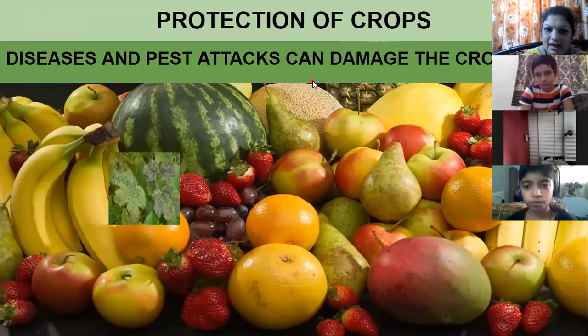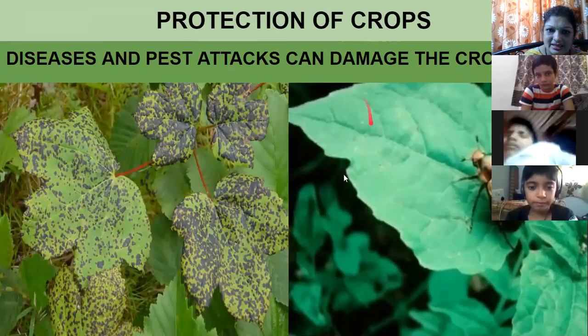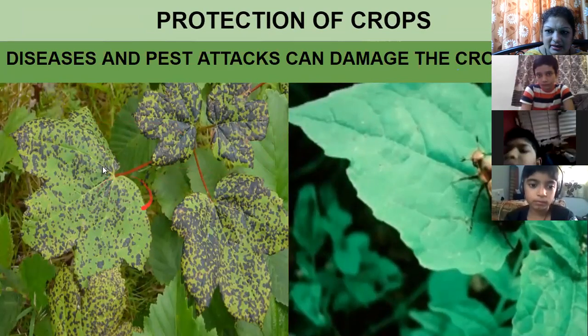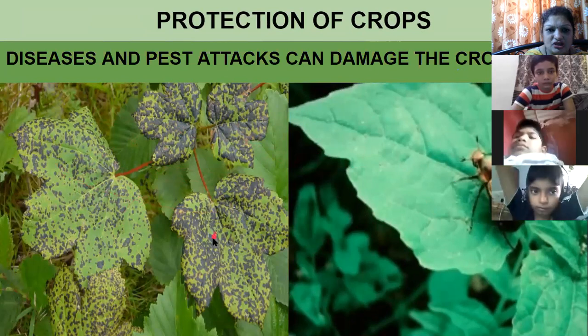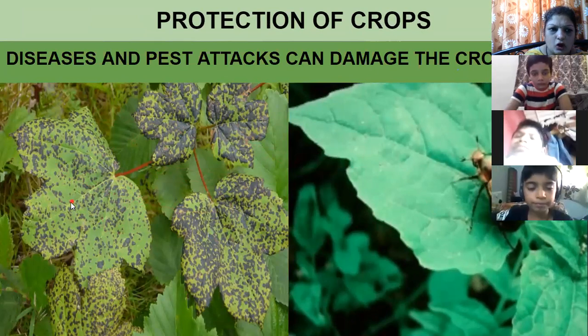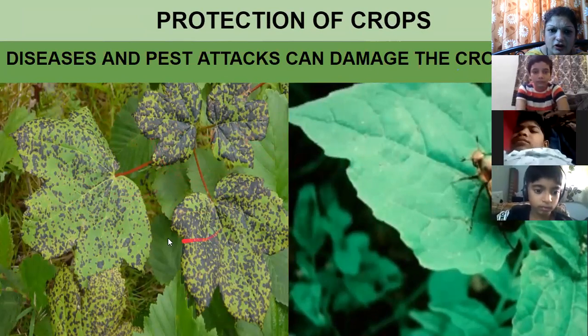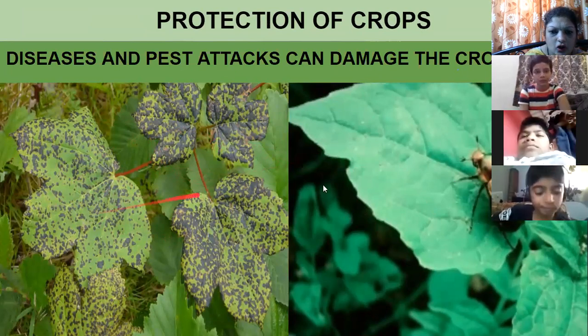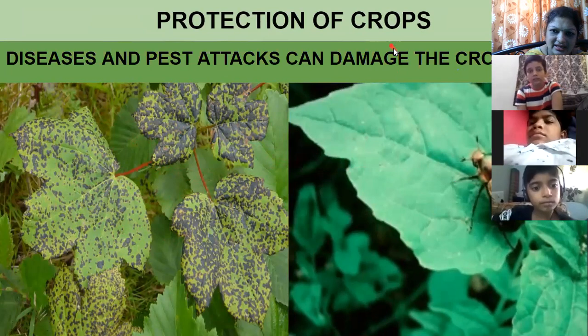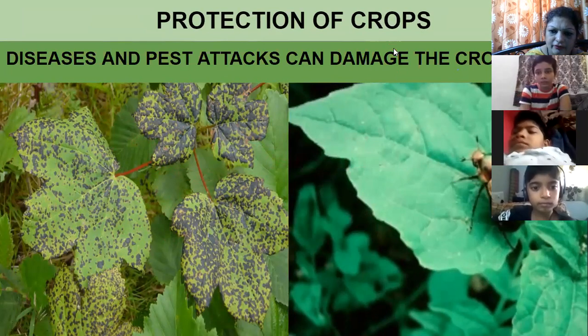And now in the next session, you will see how diseases attack the crops, how pests attack the crops and damage them. You can see the black dots on the leaves. This is a disease for the crops, the pest attacking the crop. All this we will see in the next session of Food for All.